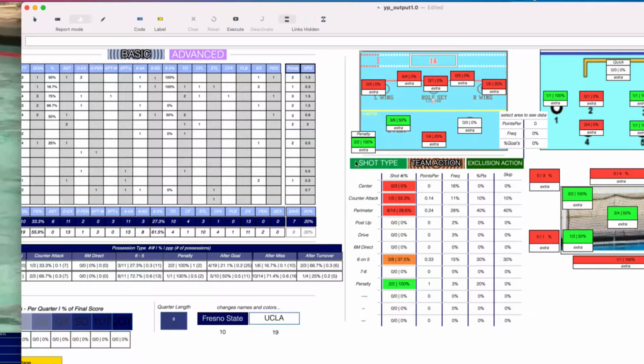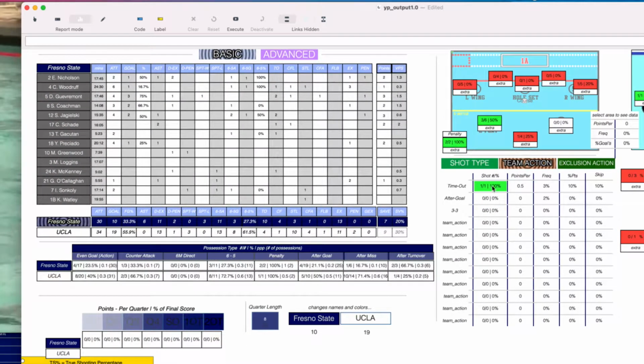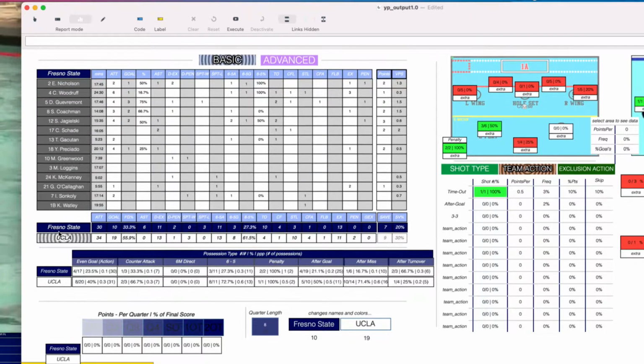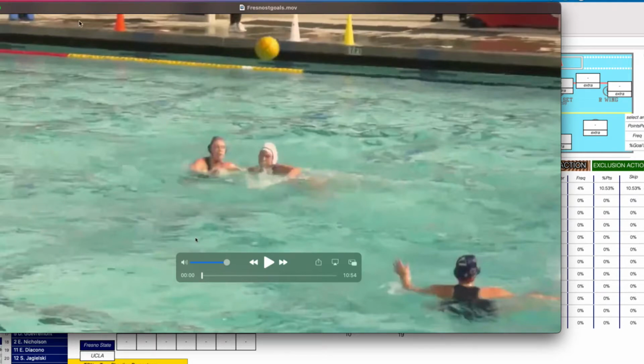One of the interesting ones to look at this time that we've never seen before is Fresno State was 1 for 1 on their timeouts. UCLA was 2 for 2 on their timeout plays. So both teams did really well with their timeout plays, and that's where we're at. So now let me show you the video of the goals.